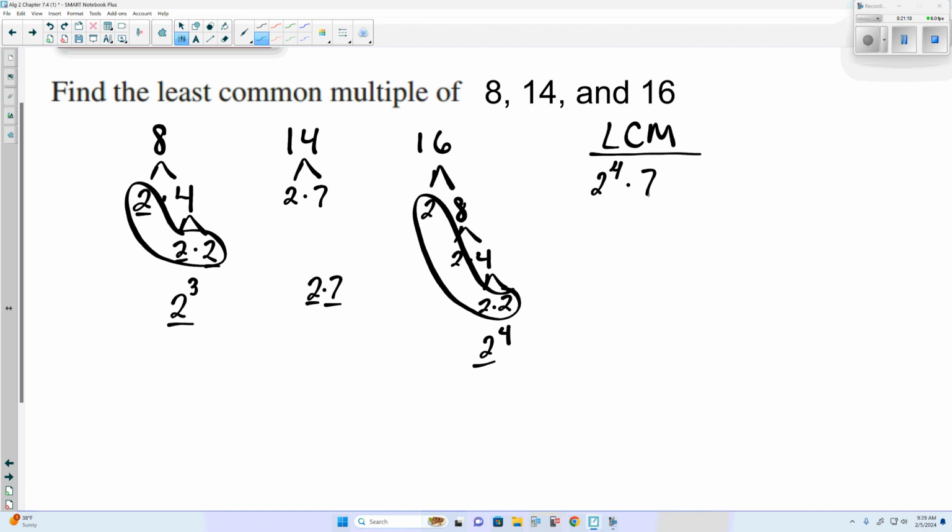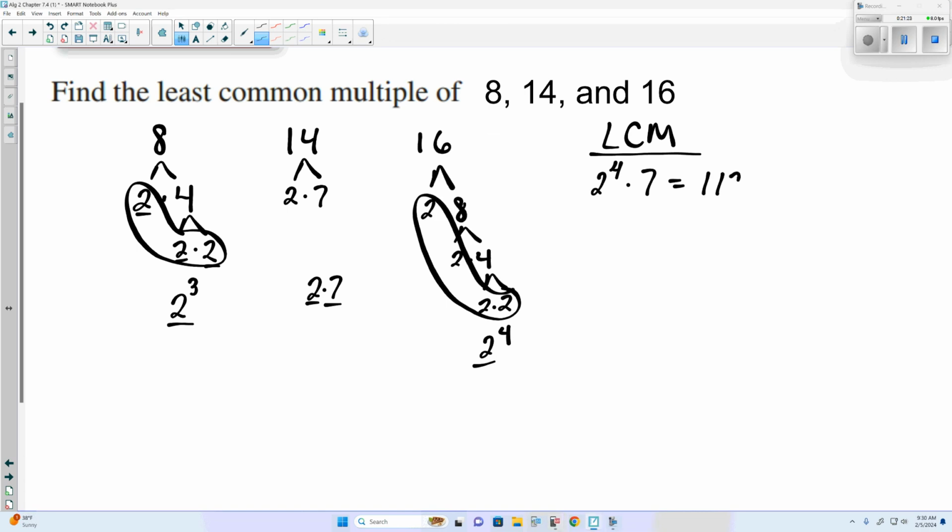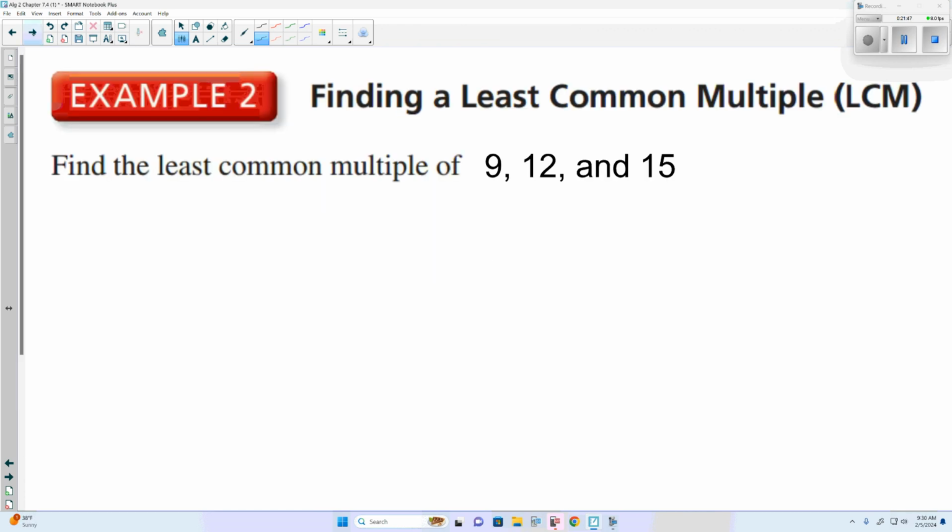Now at this point here, you can plug that in the calculator, let it calculate that for you. 112. So the least common multiple for this here is 112. That's it. I feel least common multiple for our rational expressions is a little bit easier than this because it's more just looking at it. We don't have to do as much with breaking everything down.